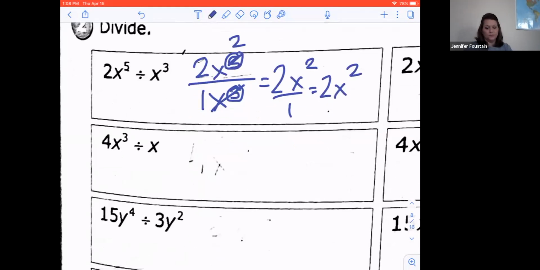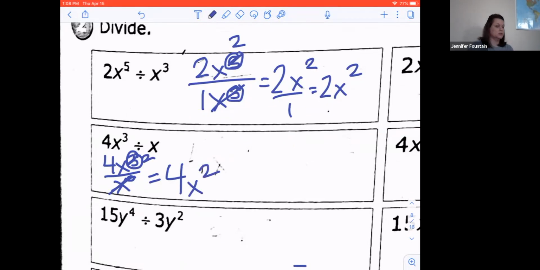Let's look at the next one. 4x cubed divided by x. 4 divided by 1 is 4. Now I have x cubed divided by x to the first, so 3 minus 1 is 2. So my bottom x cancels. This one becomes a 2. So I have 4x squared.